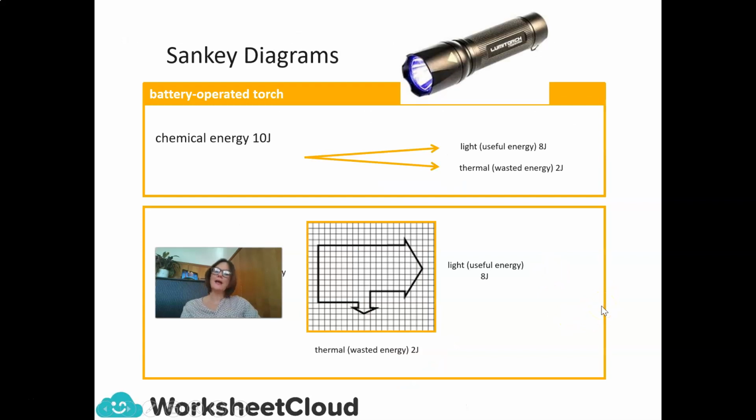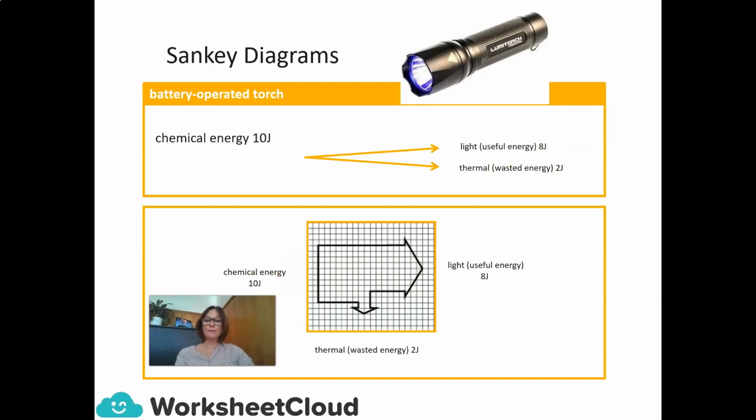Let's take a look at a battery-operated torch. Okay, so chemical energy from the batteries. Remember, it's a battery-operated torch, so it's chemical energy converted to light energy. Okay, so we have light energy, which is 8 joules, and thermal wasted energy, which is 2 joules. Okay, so chemical energy is what's going in. That is our input energy.